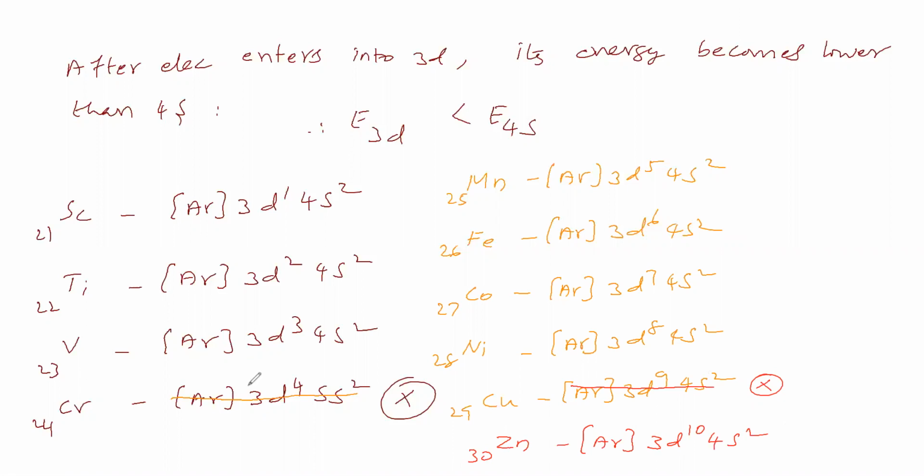Now in the chromium electronic configuration, some correction is there. In the copper electronic configuration also some correction is there. So what is the correction that we will see? Now we will take chromium, atomic number 24. Its electronic configuration is argon 3d4 4s2. We have written this electronic configuration as per Aufbau principle, Hund's rule, and Pauli's exclusion principle. But in this electronic configuration some correction is there.